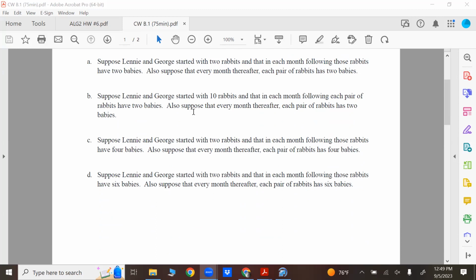Suppose Lenny and George started with 2 rabbits. And each one following those rabbits have 2 babies. Also suppose that thereafter each pair of rabbits has 2 babies. Okay, great. So let's do a table first. This is gonna be a little confusing, but let's do a table first.